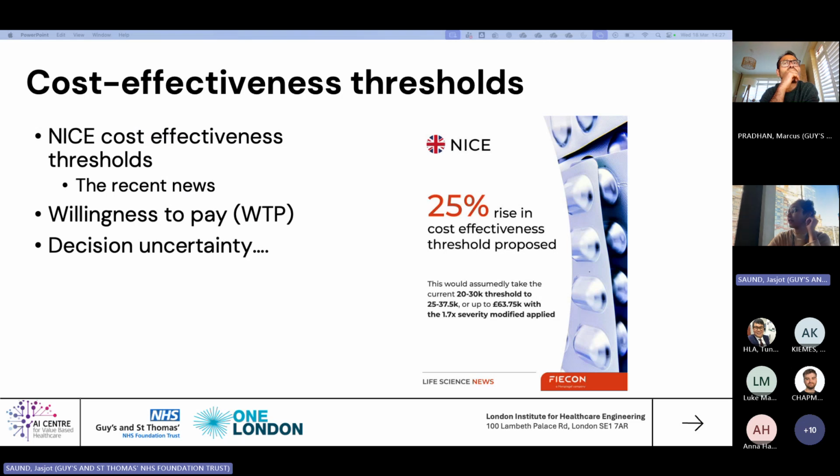We used to have a threshold of 20 to 30,000 pounds: NICE would deem something cost effective if it was below 20, between 20 and 30 was a grey area where they would consider it, and above 30 would not be cost effective. So that's £30,000 per QALY, per health unit gained. And now this has gone up to 25 to 37, which is quite a big increase, which means that potentially more medicines will be deemed cost effective.